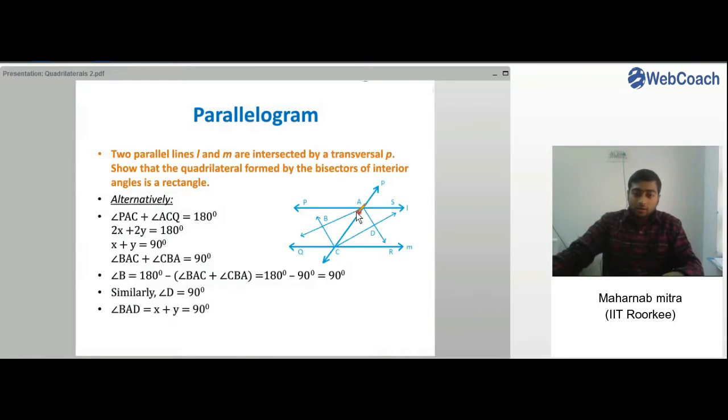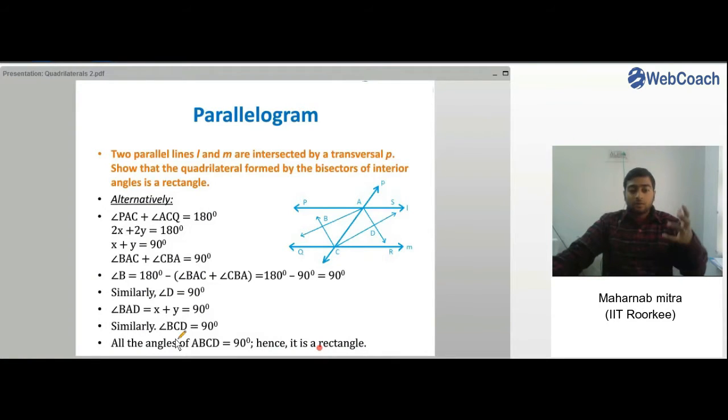First you take A and B as the co-interior angles, B and C as the co-interior angles, then C and D as the co-interior angles, and you can proceed in a similar fashion to get all the angles to be 90 degrees. You can see here, by doing this we have got angle BCD equals 90 degrees, right? Angle D also equals 90 degrees, and here we have got angle B also equals 90 degrees, and initially we had got this angle was 90 degrees, right? Finally, we can say that all the angles of ABCD are 90 degrees, right?